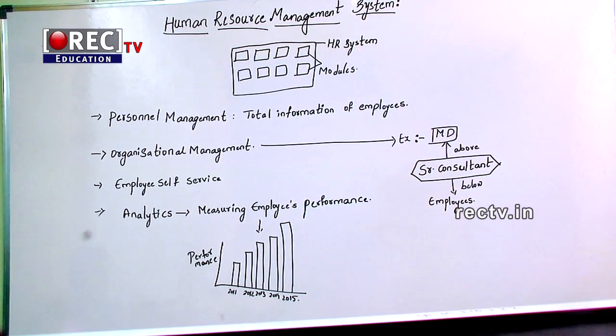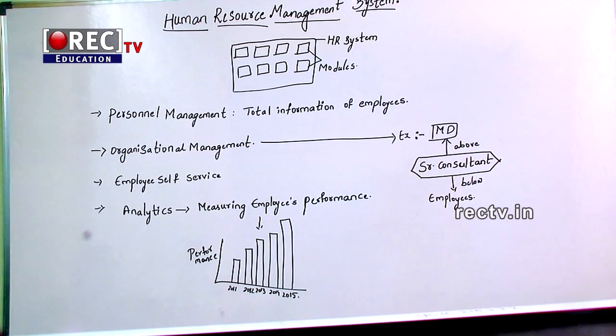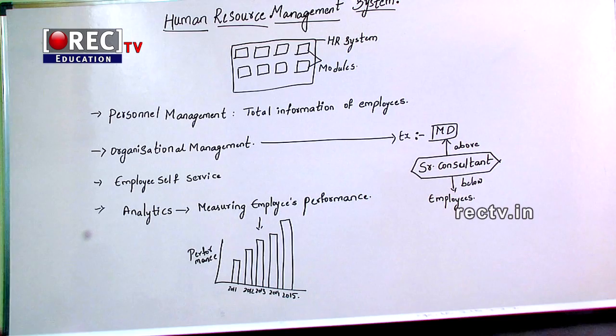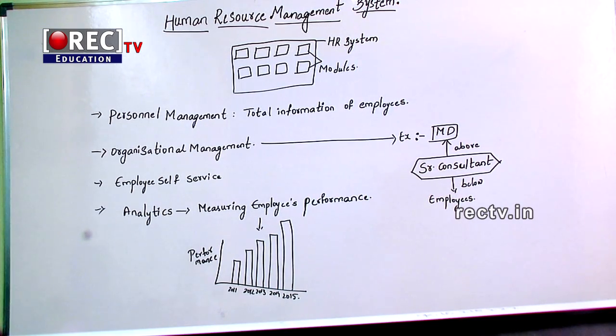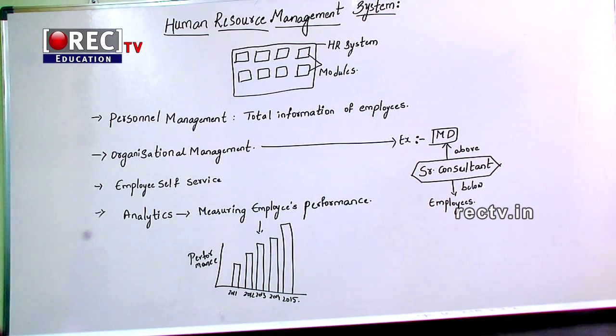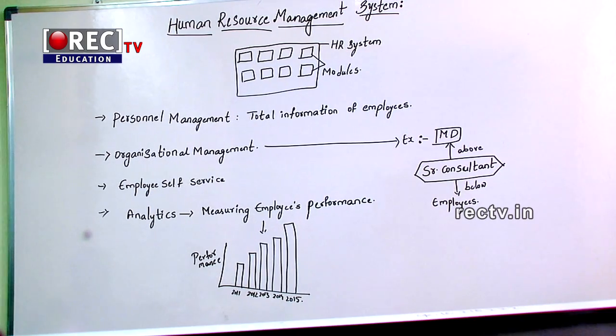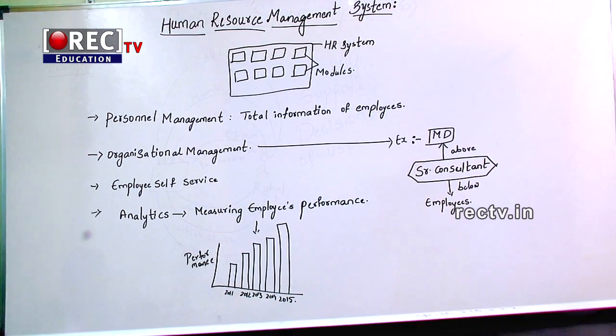The last one is that it is used as analytics. That is, the performance of the employee can easily be measured. Here I have taken employee X. His performance is very good. I can take this decision based on the software, as his performance from 2011 to 2015 has improved a lot. Based on this performance, we can give a lot of incentives to this particular employee.